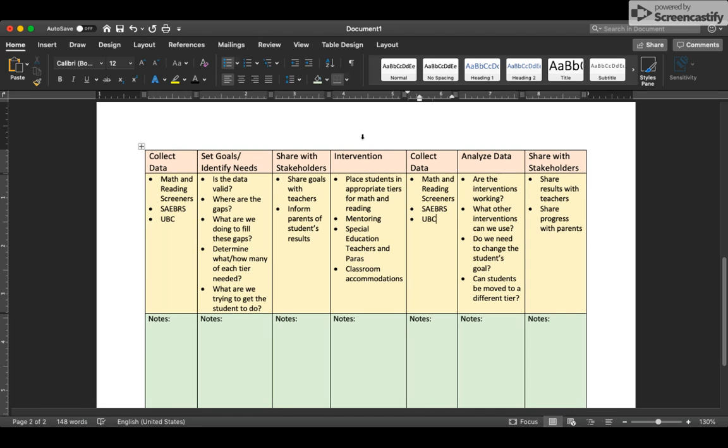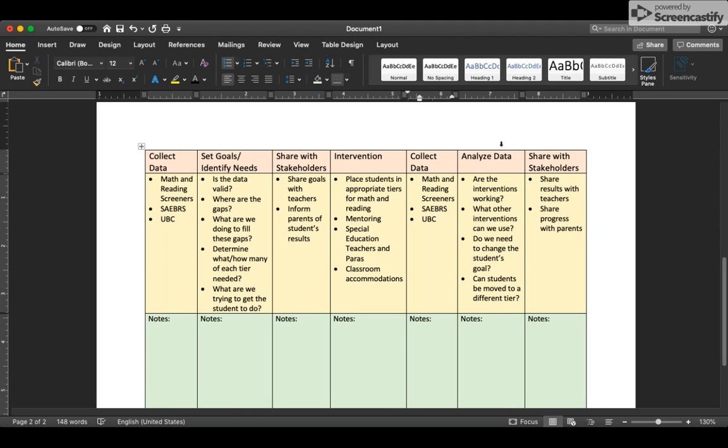And then, with interventions, we would place them in the appropriate tiers. We do have mentoring to help with social and emotional needs. Counselors or social workers can also check in for those kinds of needs. We've got our special ed teachers and paras, and then, of course, the classroom accommodations for the students. And then we're back at collecting this data.